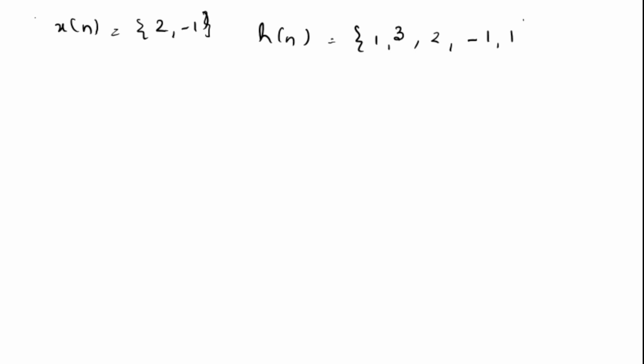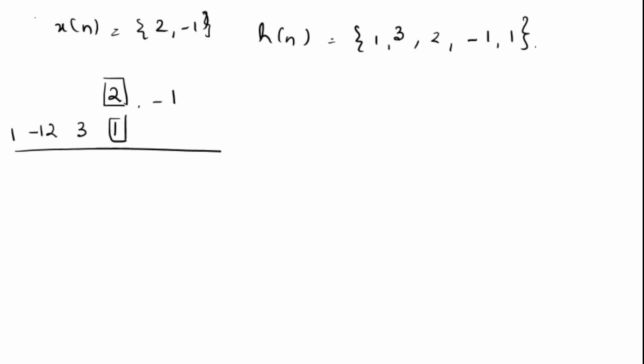We have one more method to find out the signal. We'll take same problem, x of n as 2 and -1 and h of n as 1, 3, 2, -1 and 1. So we have one method called table method. So write 2 and -1 that is x of n and write h of -n, that means mirror image 1, 3, 2, -1 and 1. Now we have to multiply each signal and we have to add the signal.